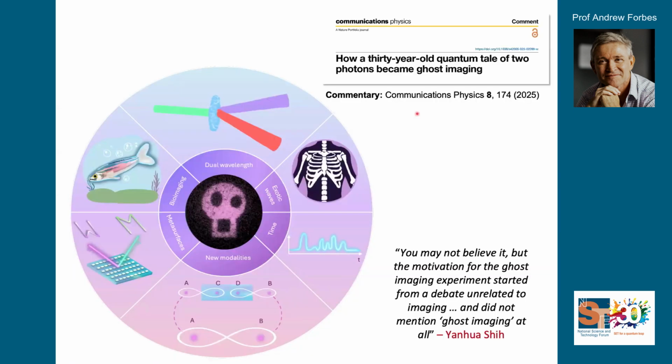It's actually been around now for about 30 years. Yan Hao-Shi was the first person to demonstrate it. And actually, he didn't set it up to do imaging. He set it up to do some probing of really fundamental quantum questions. But in the process, it became this really cool imaging technology. And since then, it's been used for many, many things, lots of applications, from fundamental physics all the way to biosensing. And we've written a little commentary about this to explain its history.